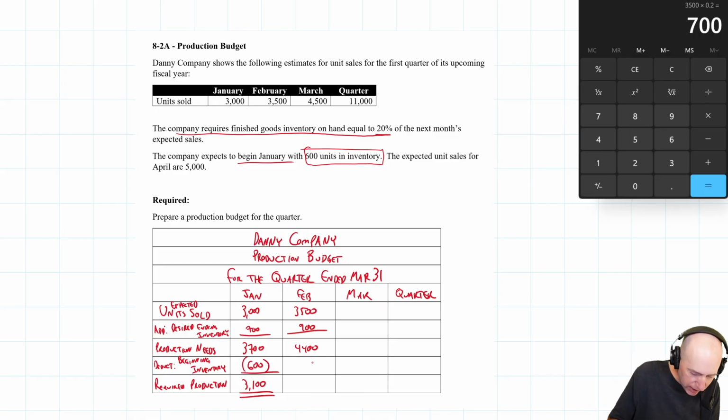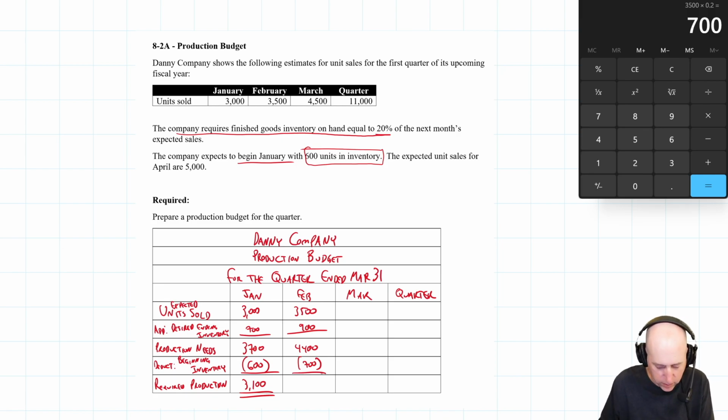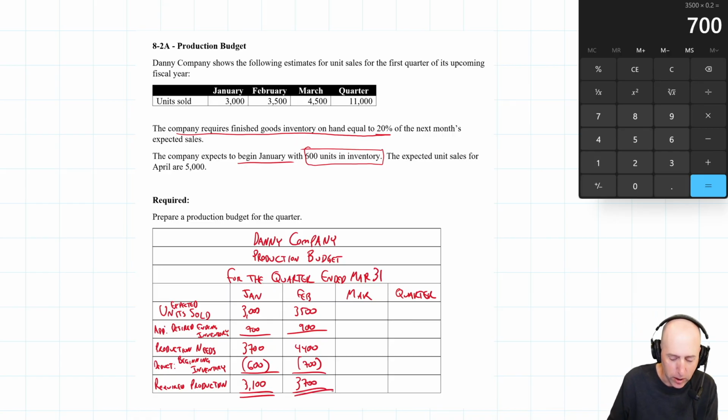The beginning inventory for February is the same as the ending inventory from January. The ending inventory from January is 700. So I don't need to make that in February. If I made extra in January as I planned, then I don't need to make it in February. So that sort of gets deducted. 4,400 minus 700, that's 3,700. And there's February in the books.